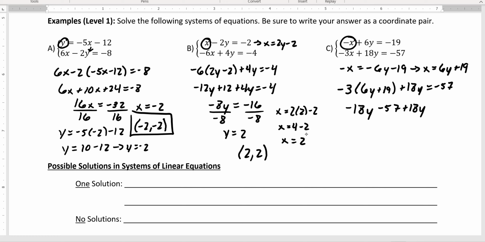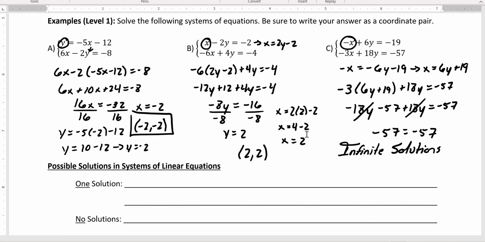Plus 18y equals -57. Now this is unique. Check this out. -18y plus 18y is just 0. So I'm left with -57 equals -57. My variable's gone. What does this mean? Well, this introduces us to one of our situations where we don't just have one solution. In this case, we would have infinite solutions because we got a true statement with no variables.